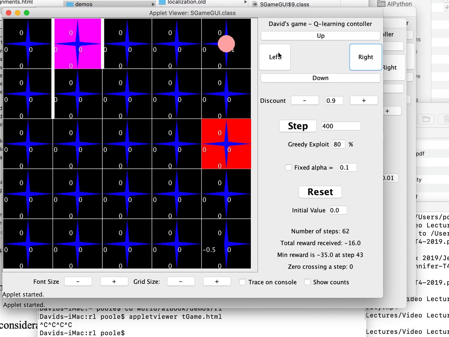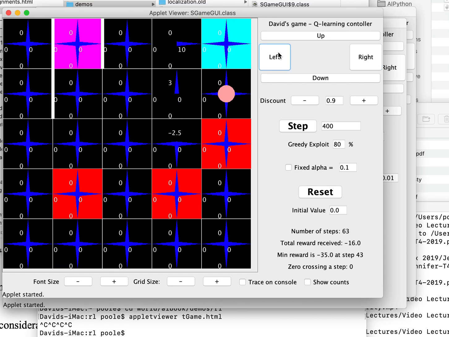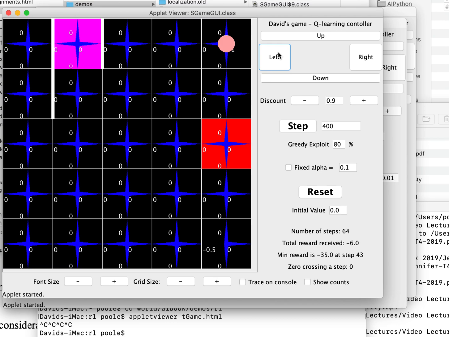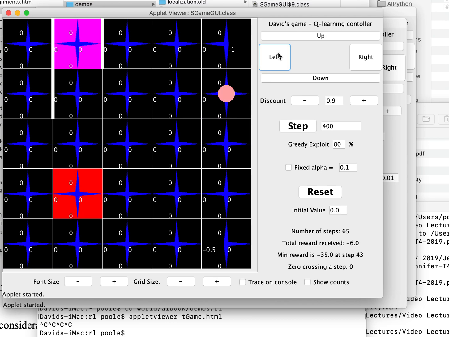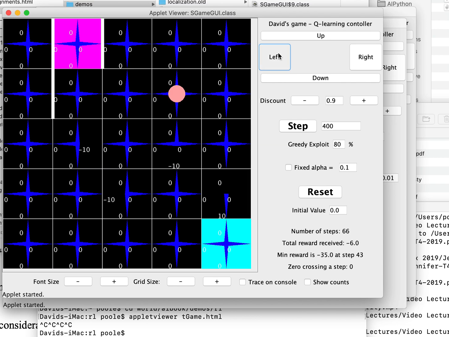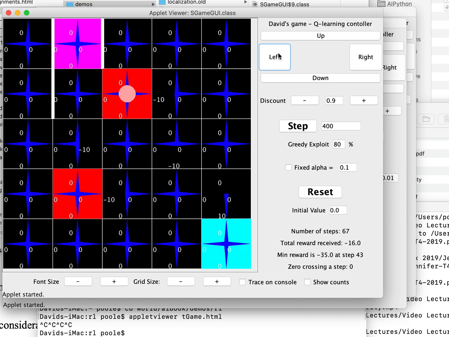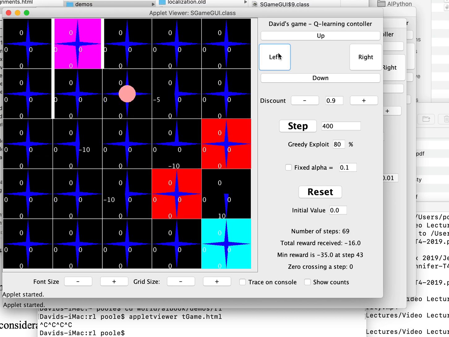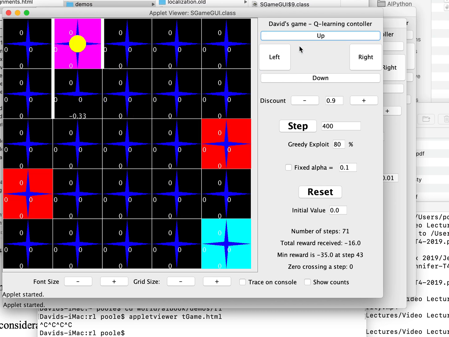We're now going to go left. We went up, left, we didn't go left either, left, we went left, oh no, we lost minus 10, we go left, left, and up, and we get undamaged.